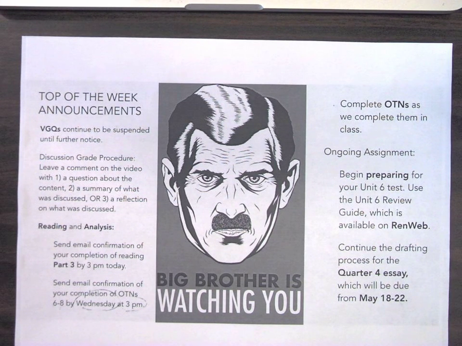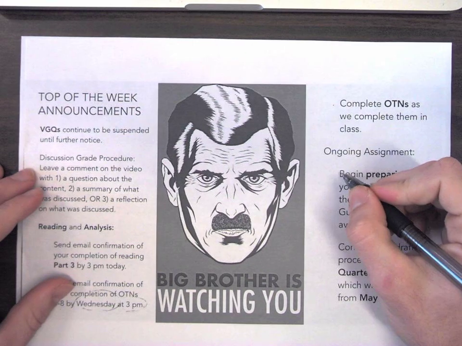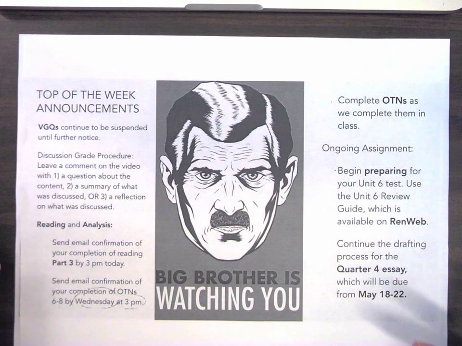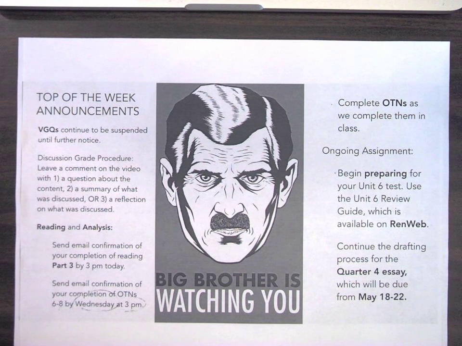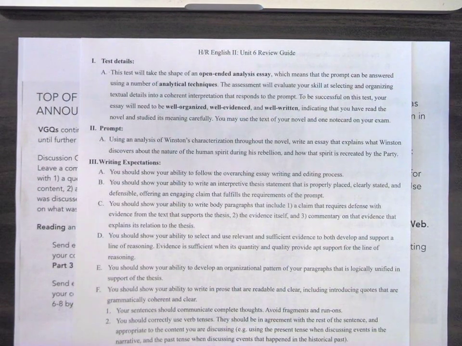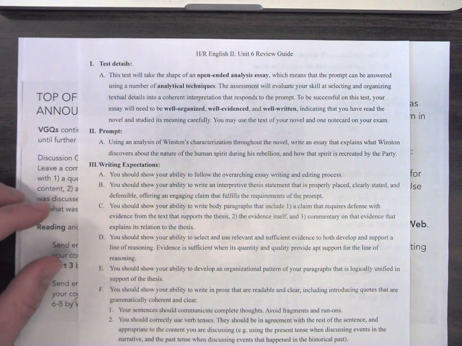We're going to be completing OTN 9 both today and tomorrow. Then we're going to be taking your Unit 6 test on Thursday and Friday. So you need to begin preparing for that Unit 6 test as early as today. You should use the study guide, the Unit 6 review guide, which is available on RenWeb. You can get on RenWeb and download it.